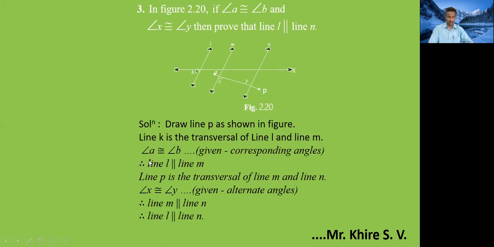Therefore, our first conclusion, number 1, is line L is parallel to line M. And the second conclusion is line M is parallel to line N. Now from 1 and 2, we can say that if the first line is parallel to the second line, and the second line is parallel to the third line, it means the first line is parallel to the third line. Therefore, we can say that from 1 and 2, line L is parallel to line N.